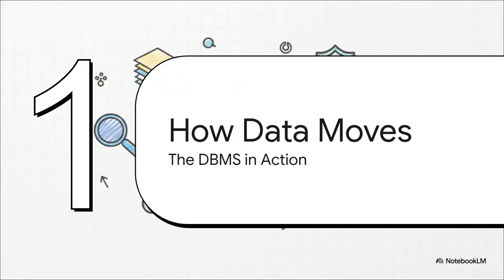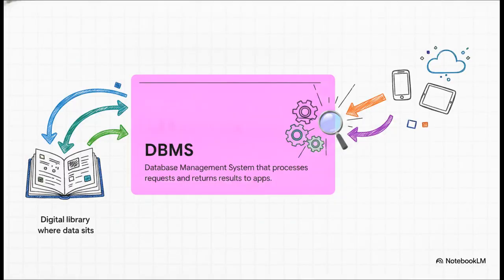All right, moving right along to section 1, how data actually moves. So to actually move all this data around, we rely on the DBMS, which stands for Database Management System. Think of the database itself as just passive storage. The DBMS, well, that's the crucial middleman. It's like the ultra-efficient librarian that processes your requests, interacts directly with the database, and then hands the results right back to the application. It really does all the heavy lifting.